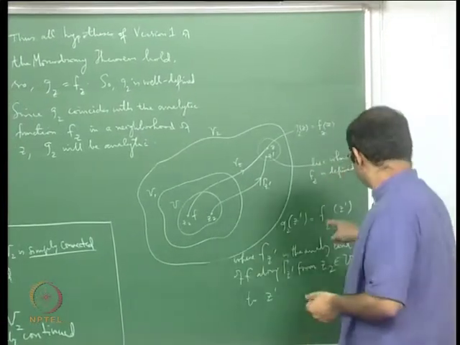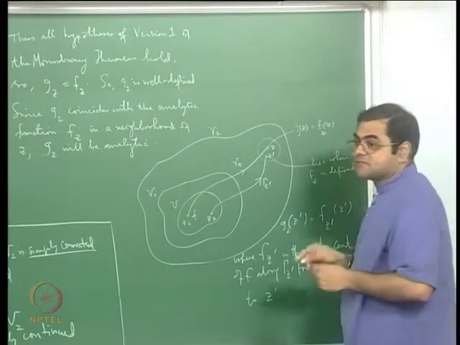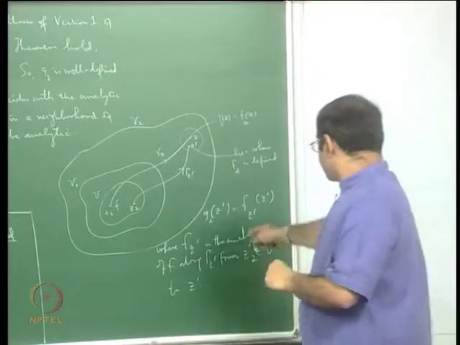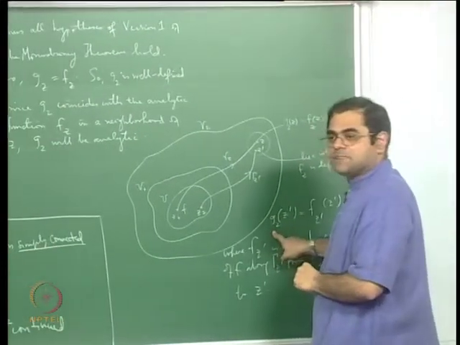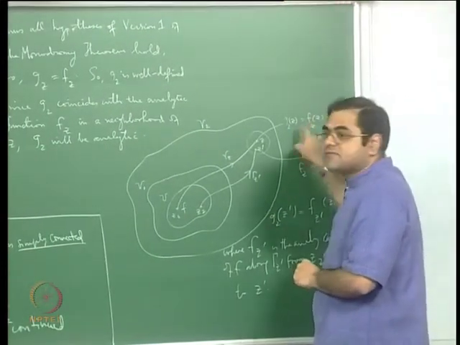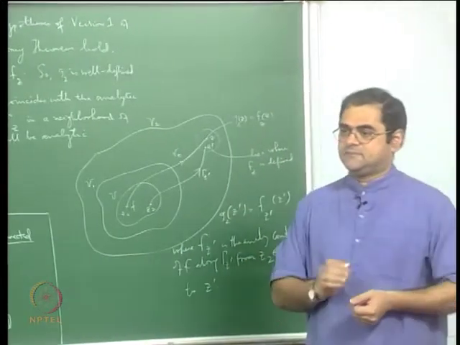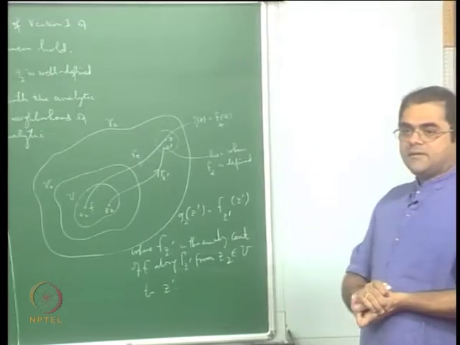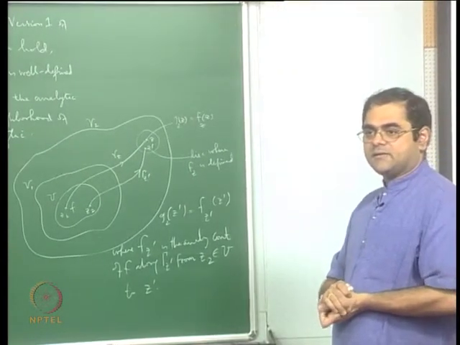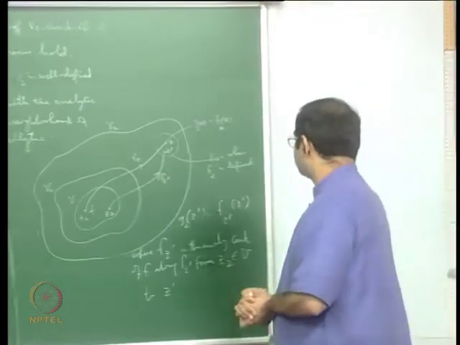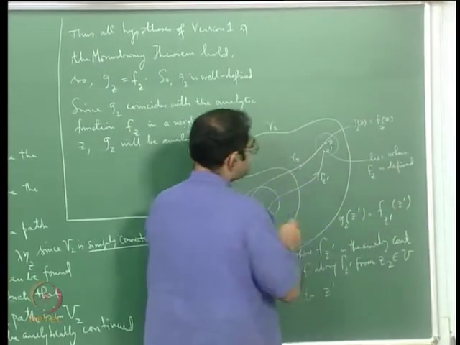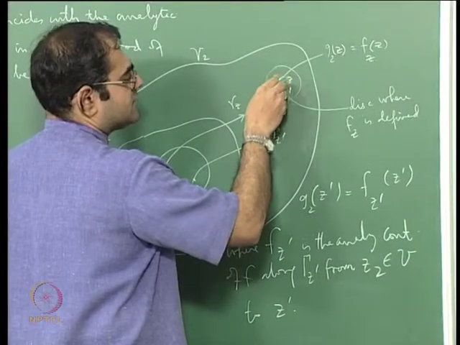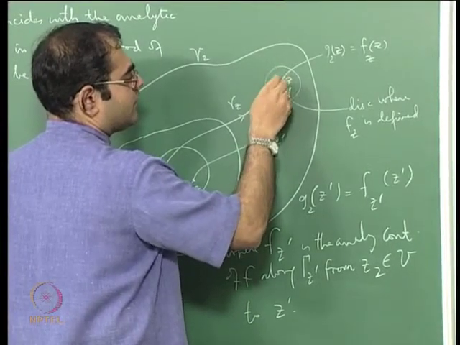My claim is this: F sub Z prime is the same as Fz. In other words, I am saying G2 is always the analytic function Fz, it is only one function. That is the claim. And what is the reason for that? The reason for that is very, very simple. See, the reason is, I do the following thing.